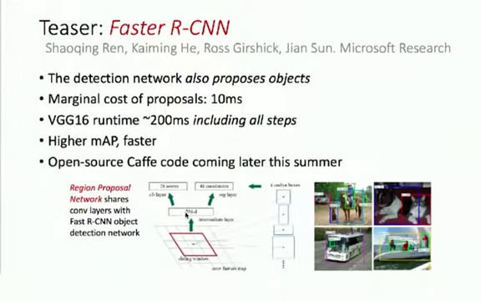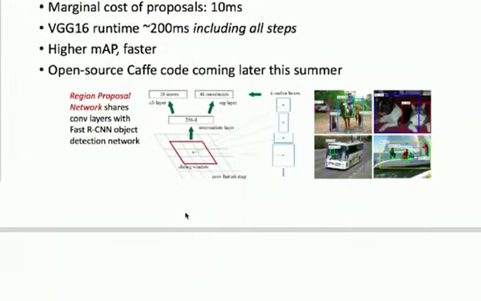Basically this Fast RCNN is very fast; the runtime is 200 milliseconds, and the marginal cost of the proposal is 10 milliseconds. Our purpose of using Fast RCNN is that we need real-time object recognition for the application, and the mobile application has less CPU power, so we'll go with Fast RCNN.